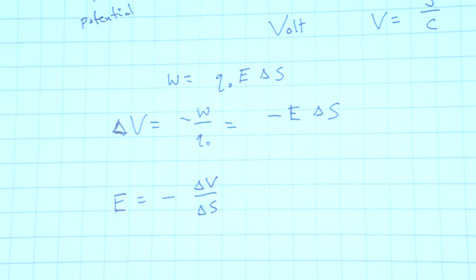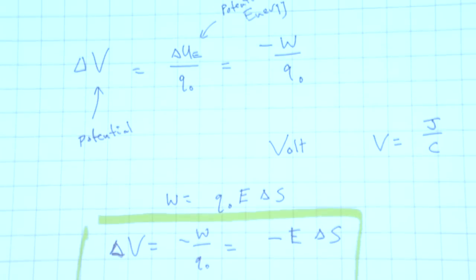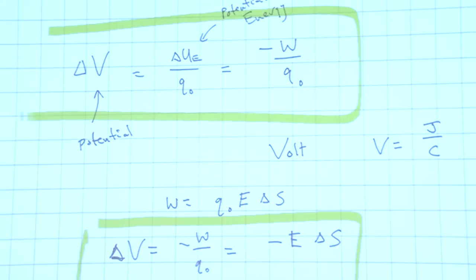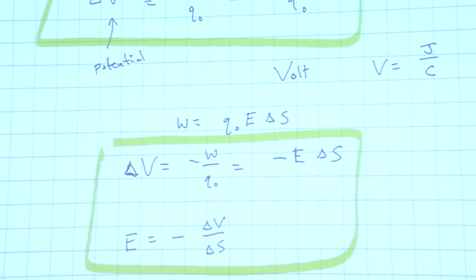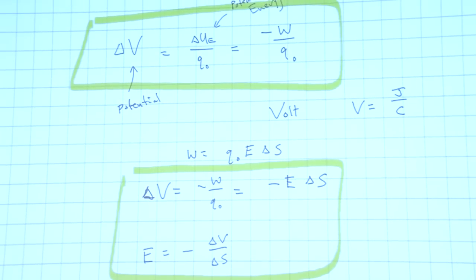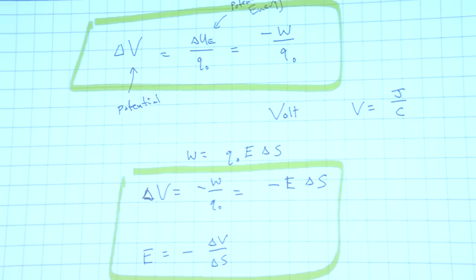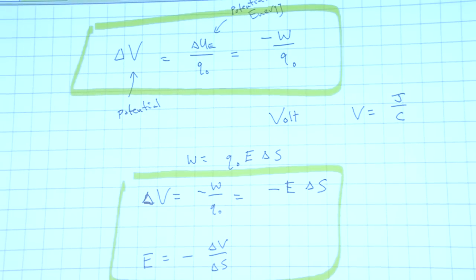So the key, there's a couple of key ones. One of these two expressions, those are the same, however you like to think of it. And then this expression, those are two key ones that you're going to use a lot in going back and forth between potential energy, potential, work done, and electric field. Okay? And we've used these already.